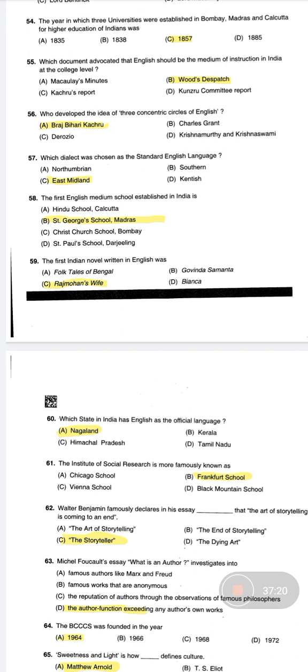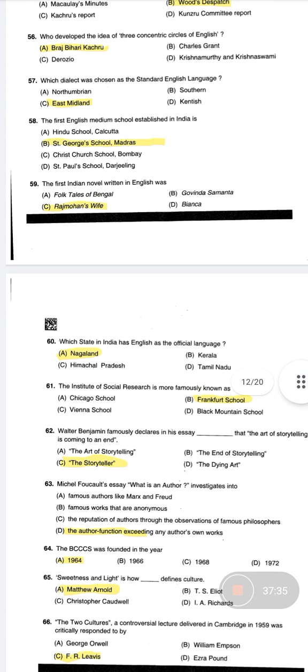Question number 58. The first English medium school established in India is St. George School, Madras. First English. So it is the foundation of English medium school. St. George School, Madras.